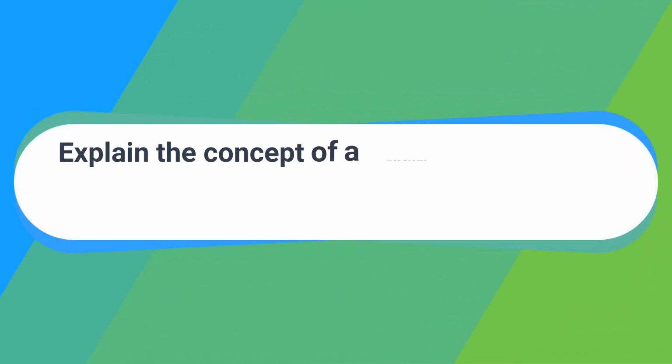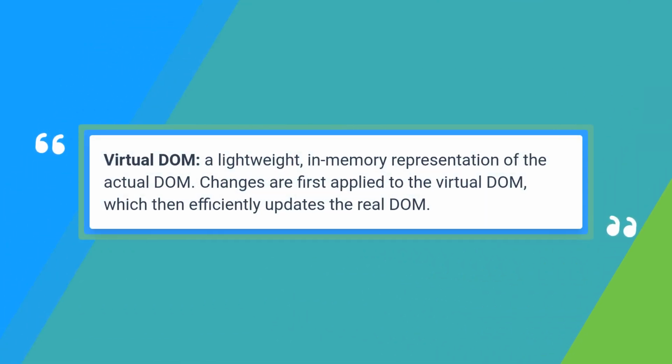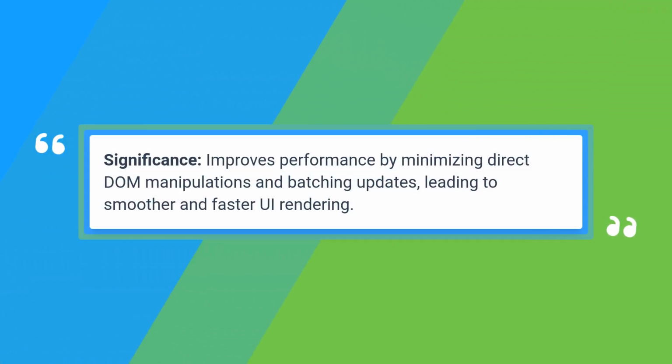Explain the concept of a virtual DOM and its significance in modern front-end frameworks. Virtual DOM, a lightweight, in-memory representation of the actual DOM. Changes are first applied to the virtual DOM, which then efficiently updates the real DOM. Significance. Improves performance by minimizing direct DOM manipulations and batching updates, leading to smoother and faster UI rendering.